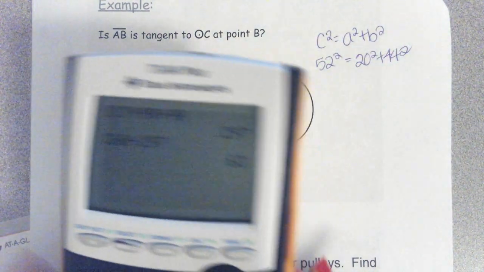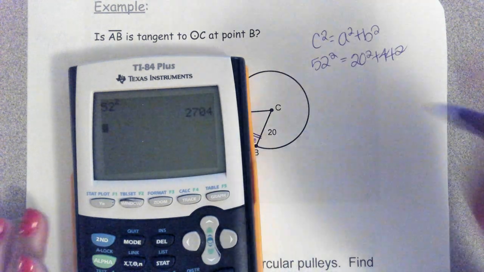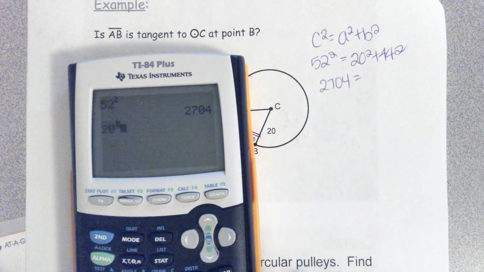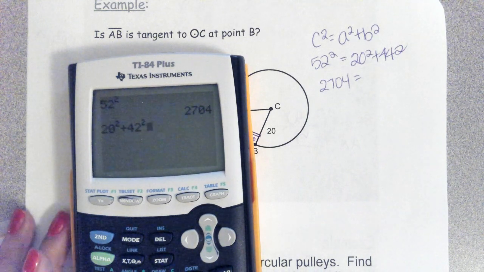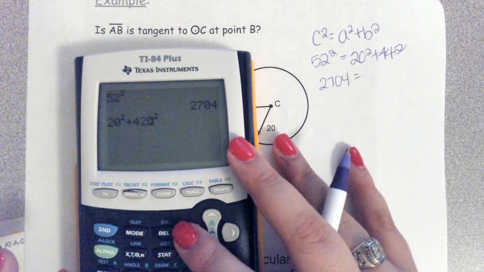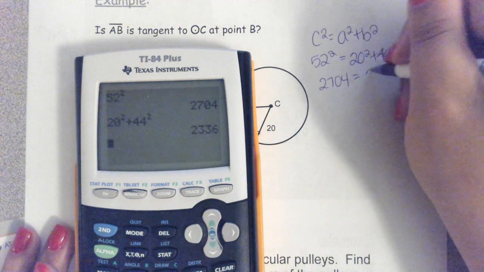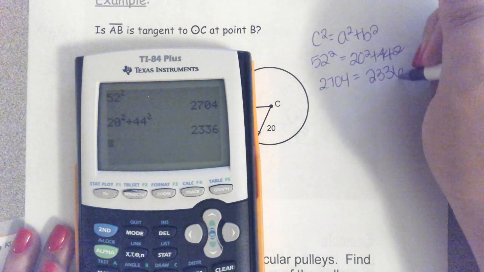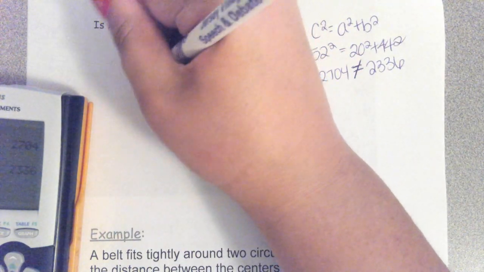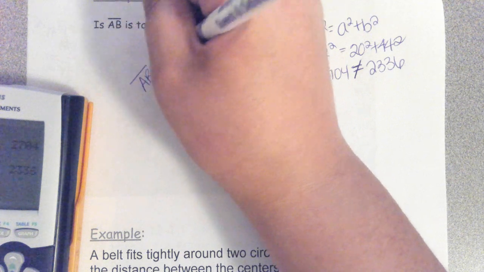And if I did the math, 52 squared is 2,704. And 20 squared plus 44 squared, I wrote that weird, is 2,336. Are they equal? No. So AB is not tangent.